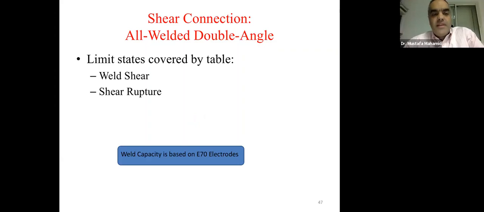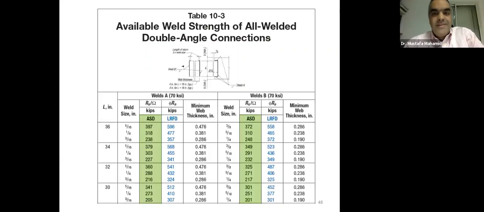What's covered by the tables is weld shear and shear rupture. Again, these are based on E70 electrodes. And here, table 10-3 of the AISC manual, that's part 10, we have the capacities for all welded double angle connection, and they depend on the length of the connection, the weld size, and we have capacities for both weld A and weld B.